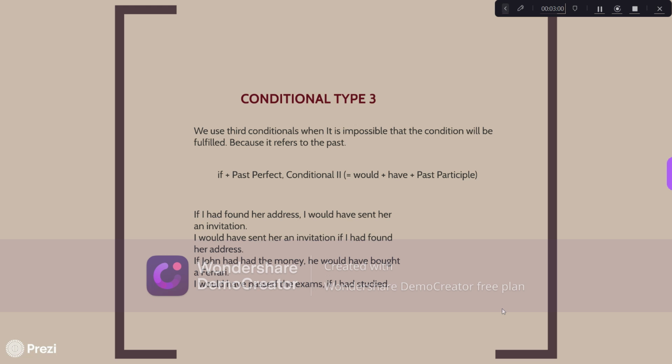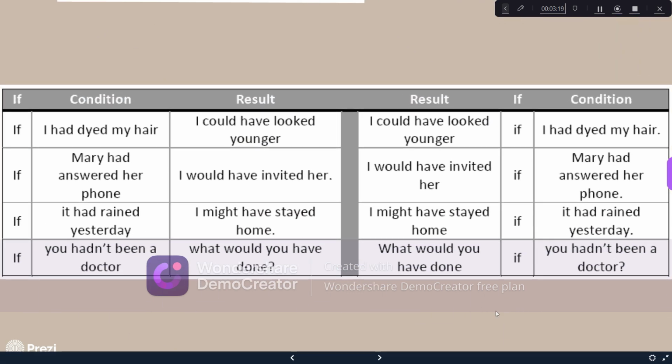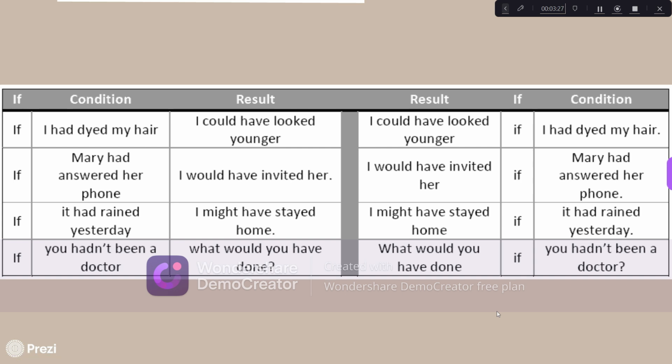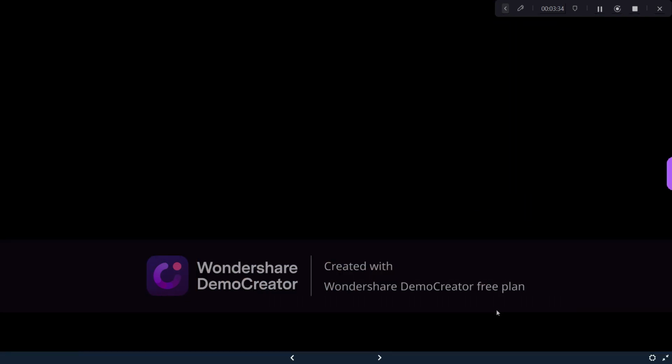The form to make a conditional type 3 sentence is if plus past perfect, plus conditional 2, which means would have plus the past participle. Now here are the forms to make a third conditional sentence. If in the beginning, the condition, then the result, or the result first, then if and the condition. Let's watch the video now.